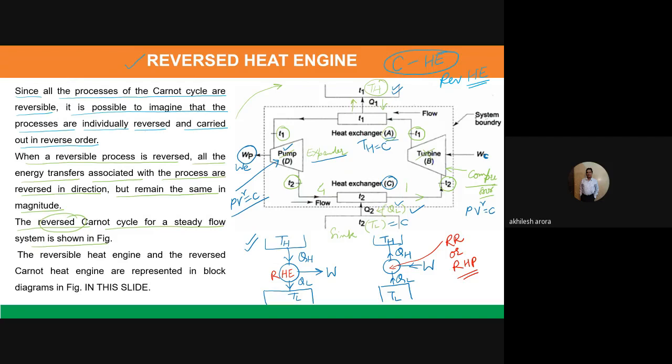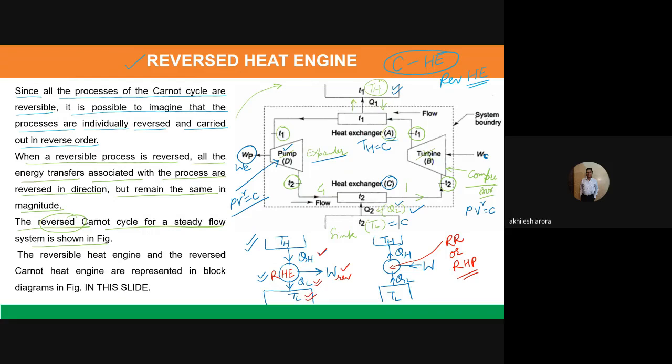This is the heat engine cycle. We are calling it the reversible heat engine, in which QH amount of heat is entering into the reversible heat engine. We are getting W, and actually it should be W reversible because this is a reversible heat engine. So whatever work we are getting is denoted as W reversible, and then the heat rejected is QL to the low temperature TL.